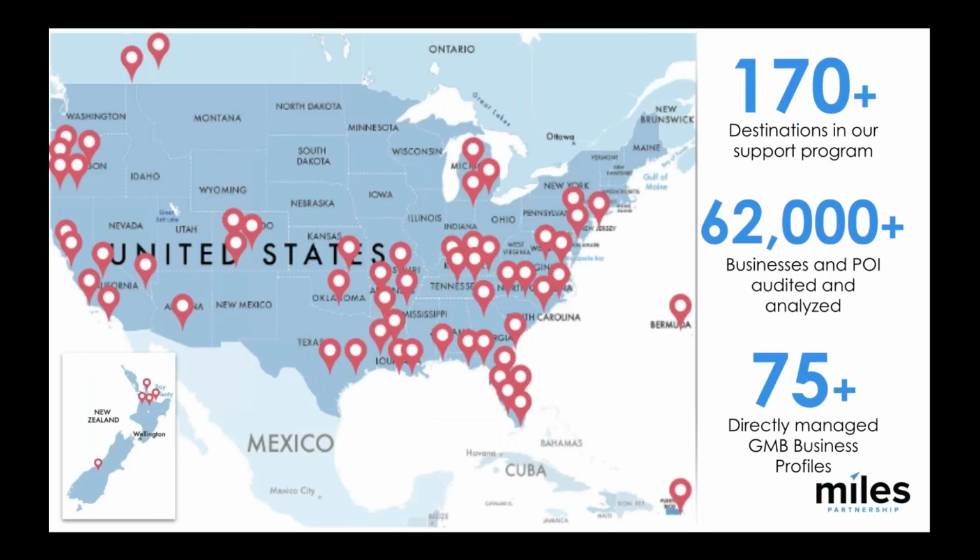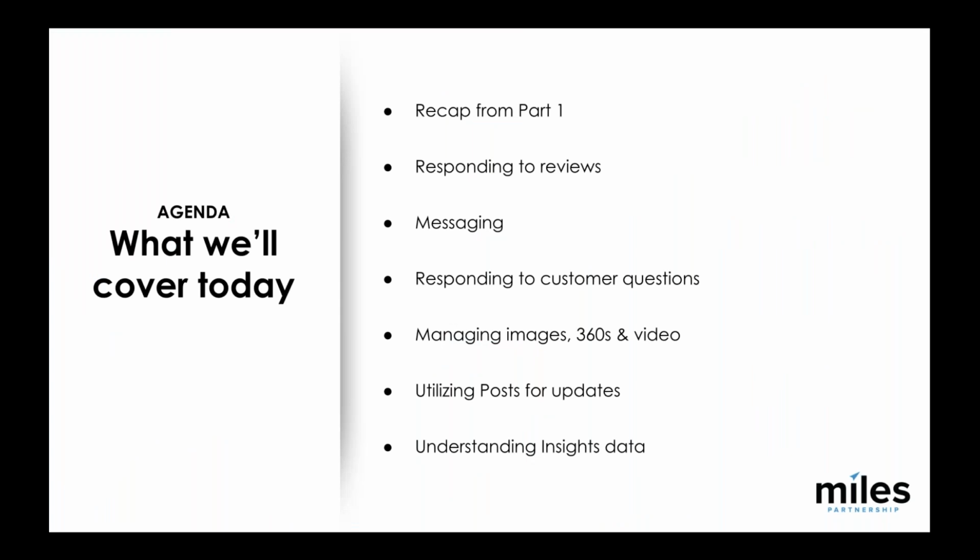We've worked with more than 170 destinations, and we've also audited over 62,000 business profiles across the country, some down in New Zealand, and we've got Puerto Rico and Bermuda as well. So we've got a lot of experience in auditing business profiles and getting an idea of who the top performers are and what the consistencies are among those top performers. That's what we're going to unpack today: what you can do to apply to your business in order to become a top performing business profile.